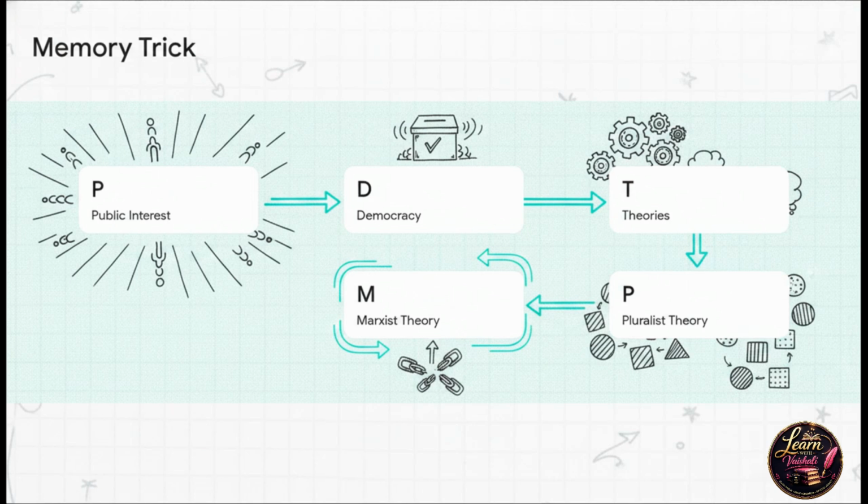PDTPM. When you sit down for your exam, just jot those letters at the top of your page. Step 1, P is for public interest. Step 2, D stands for democracy. Step 3, T is for theories. Step 4, P is the pluralist theory. And step 5, M represents the Marxist theory. Walk through that mental checklist and you'll instantly recall the entire structural flow of Chapter 14. It's a lifesaver, trust me.